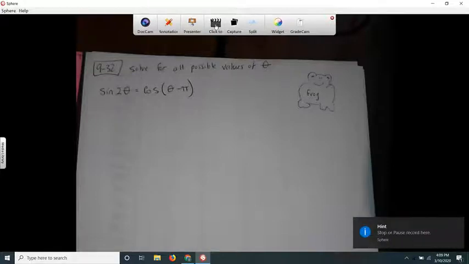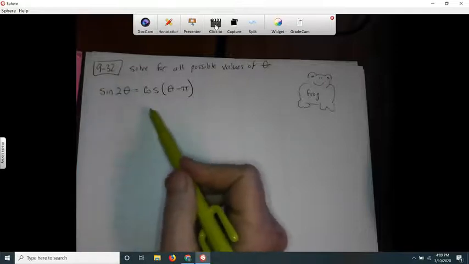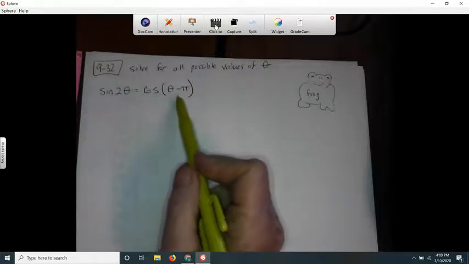Here at Calc, it's problem 9-32. It says solve for all possible values of theta, and it says sine 2 theta equals cosine of theta minus pi.